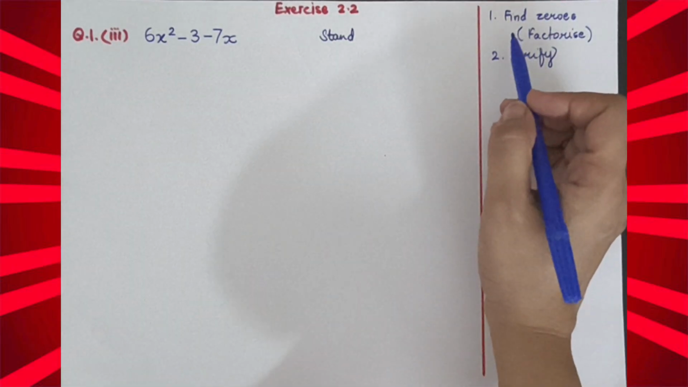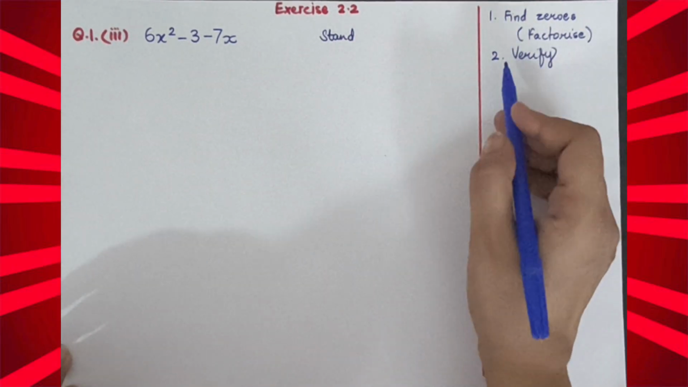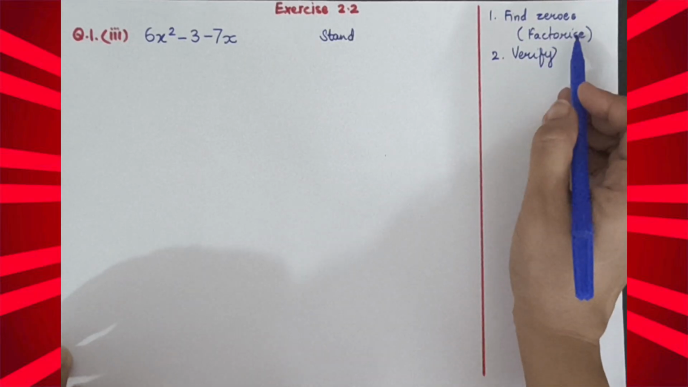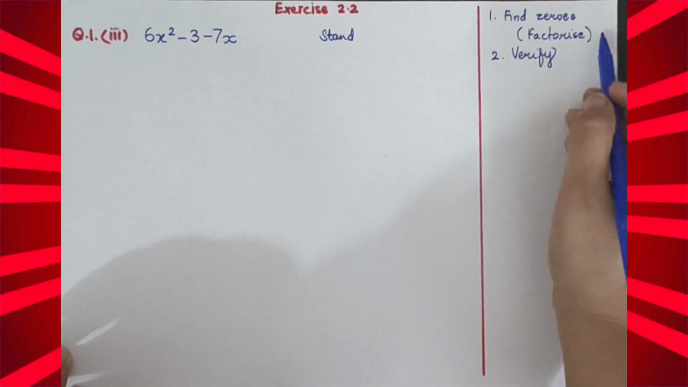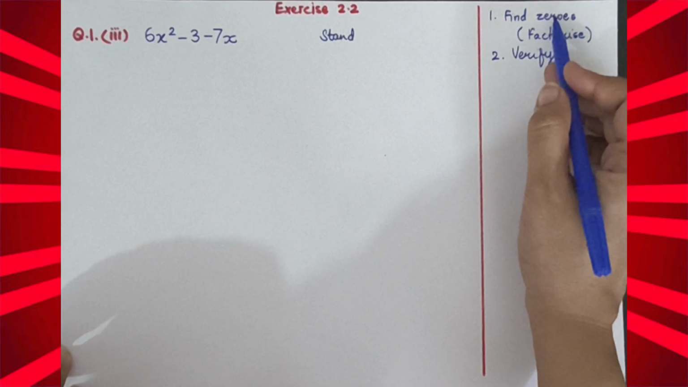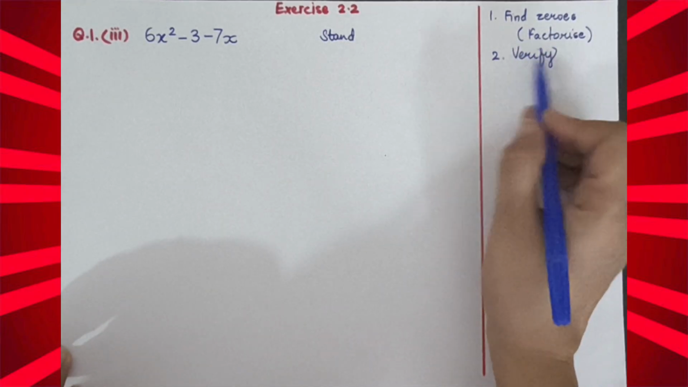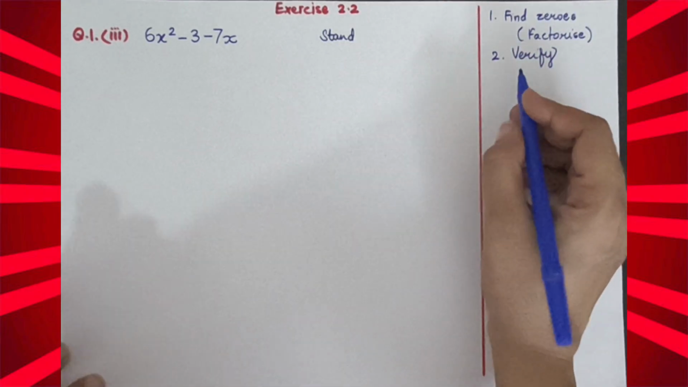Today we are going to solve question number 1, part 3 of exercise 2.2. Again, we have to do two things here: find the zeros and verify the relationship between zeros and coefficients.